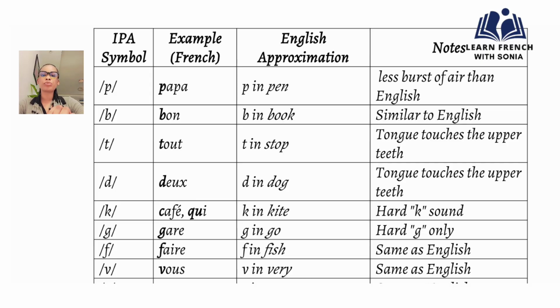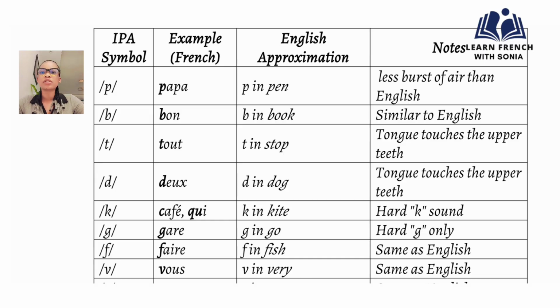Number one there says p. We talked about it when we studied the phonetic alphabets. Our example says P-A-P-A. Please pronounce it, and if you got it correctly, write it down in the comment section. Papa. The English approximation says P in pen. You probably don't need the notes, but if you do, please go with it. It explains how the letter comes out of your mouth, okay?